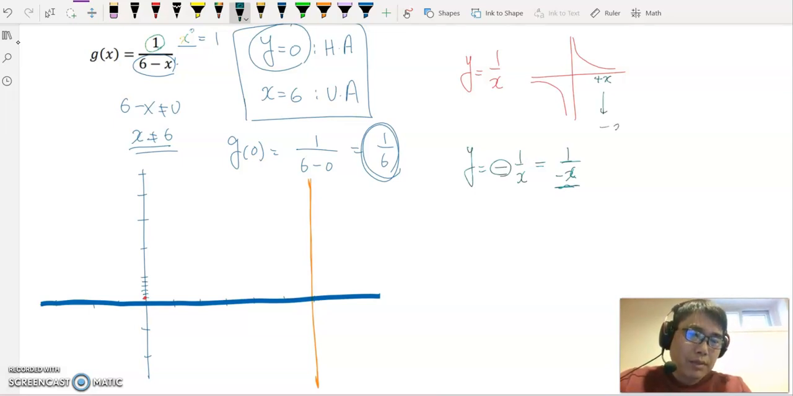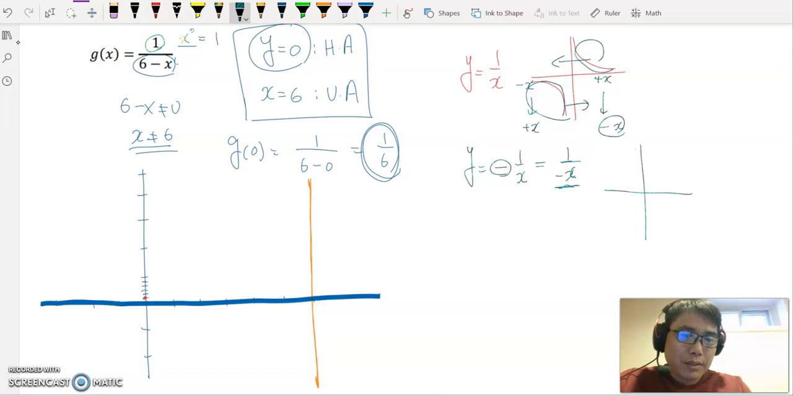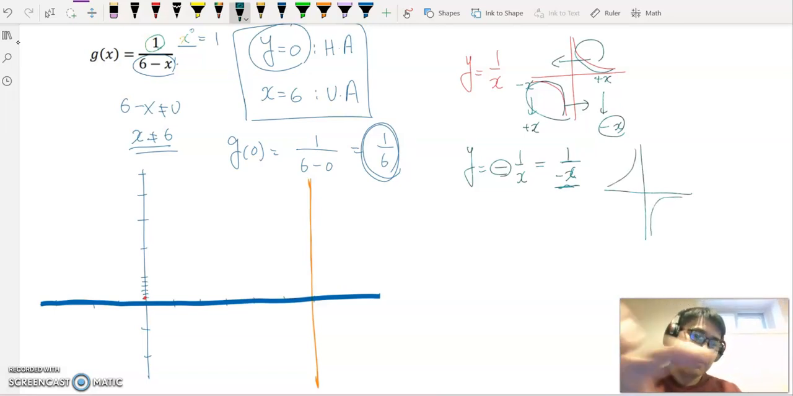Okay? So which means increasing, so far this is the positive x, but in this case it must be negative x. And then decreasing was negative x here, right? But this time it turned into positive x basically. So this lower graph goes to here and then the upper graph goes to here. So the negative 1 over x graph looks like this basically.